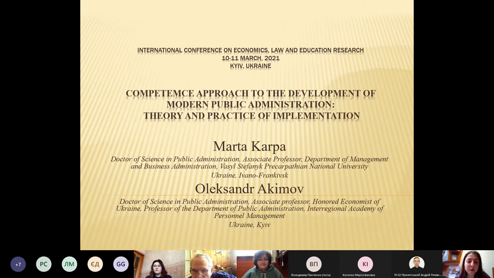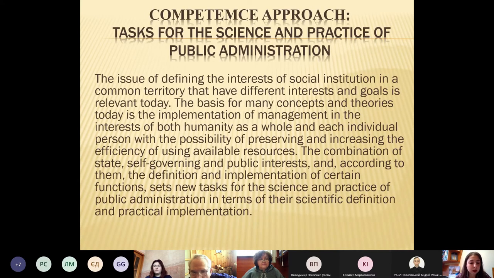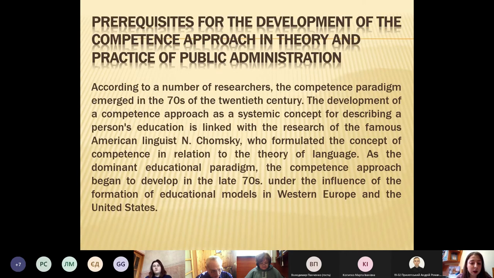The article proposes to apply the competence approach to the development of modern public administration. The public administration objects are the interests of social institutions in a common territory, which have different interests and goals. The problem of defining and allocating public functions is a prerequisite for defining and forming the competence of public institutions. According to a number of researchers, the competence paradigm emerged in the 20th century.